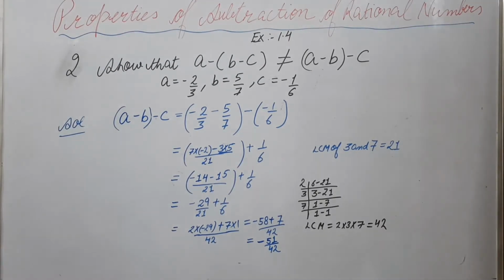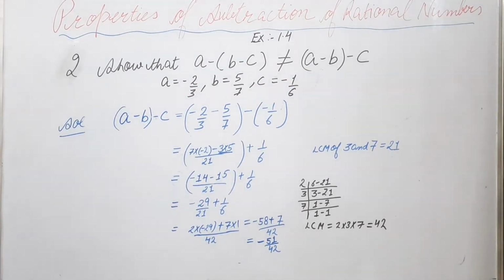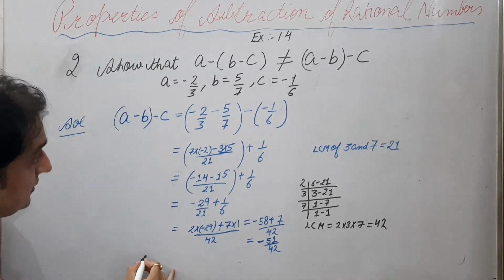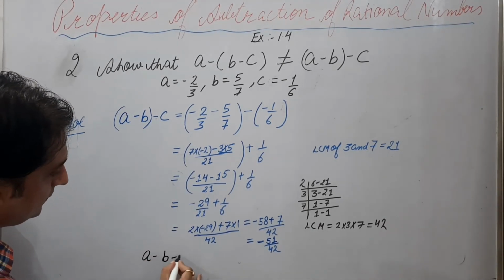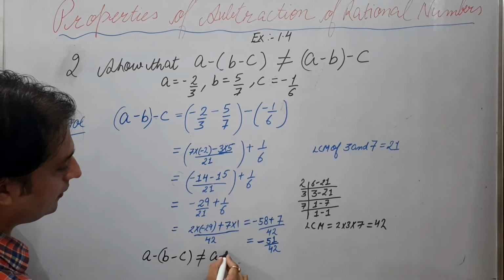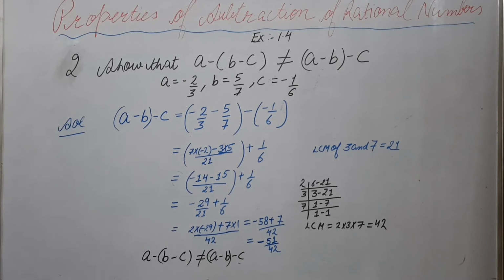51 upon 42, right? So you will see in both the cases, in this case and in this case, the answers are totally different. So from this we can write, हम ये कह सकते हैं यहाँ पे कि ये जो हमारी प्रॉपर्टी थी जिसके बारे में हमने डिस्कस किया था, कॉम्यूटेटिव प्रॉपर्टी, a minus b minus c is not equal to a minus b minus c. See, the answers in both the cases are different.